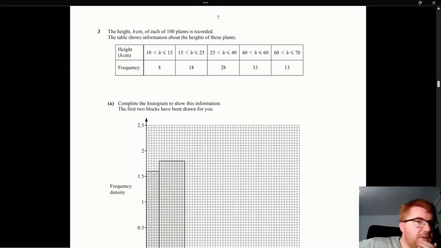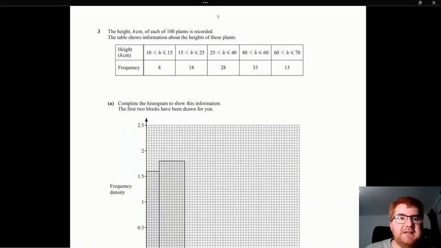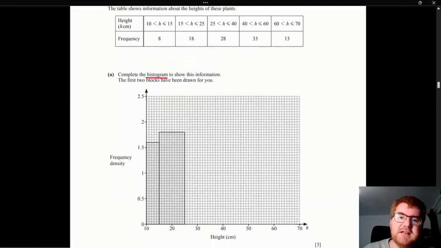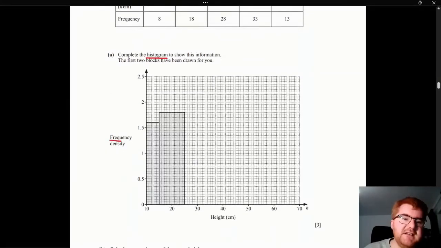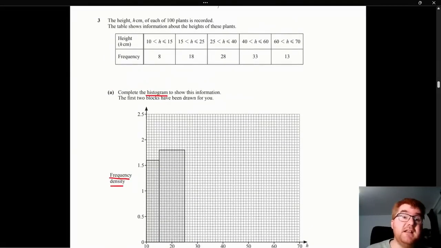Okay, on to question 3 here. So the height of each 100 plants is recorded, and the table shows information about the height of them, and we need to complete the histogram. Again, it's a key topic, histograms, cumulative frequency graphs. You're going to see some stats in this paper for certain. Notice a little hint here is it gives you frequency density, so you use that as a trigger for the right thing. Notice the scale is quite different to the frequency that we have here.